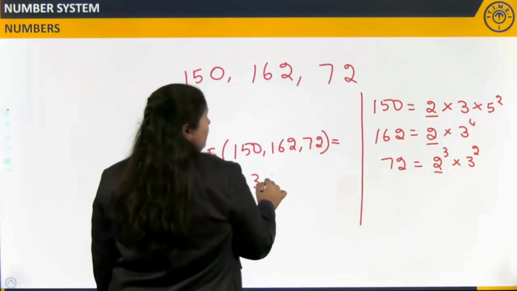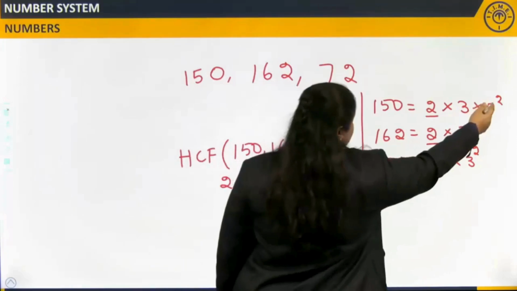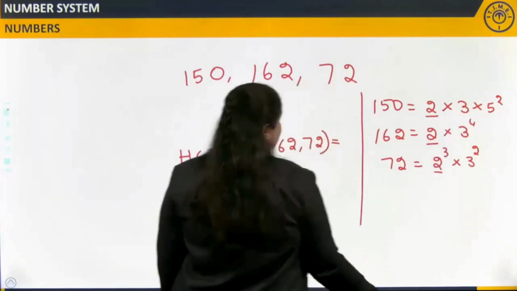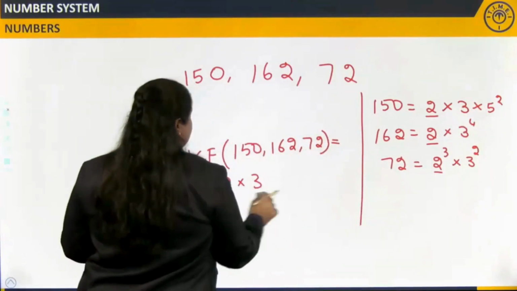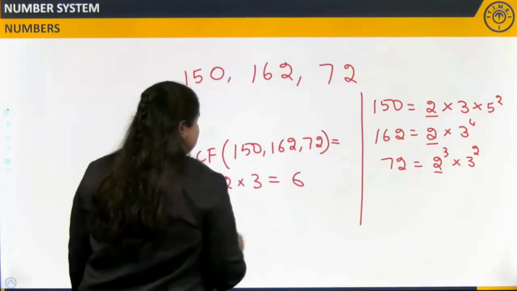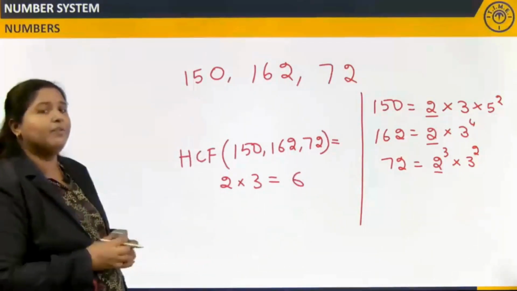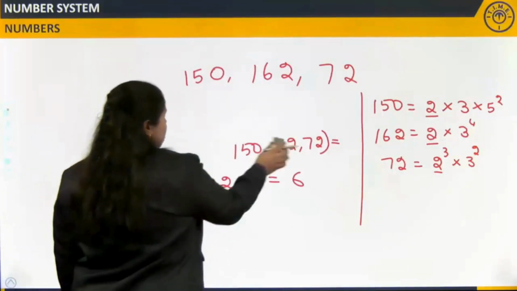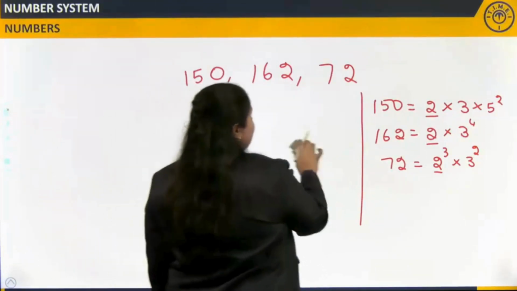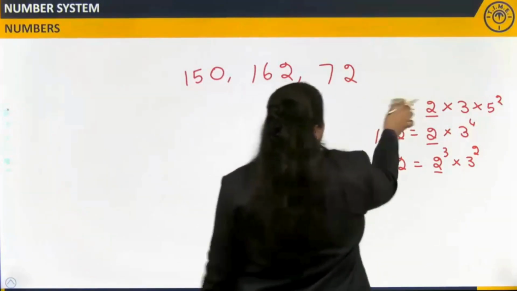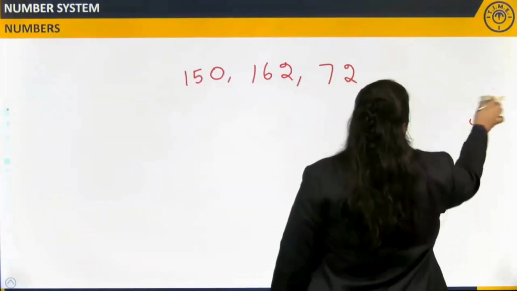Okay. Right. Coming to the next one. 5 square is present here. 5 is not present anywhere else here. So ignore it. So what is 2 into 3 equal to? 6. Right. So this is how you find the HCF using prime factorization of 3 numbers. Actually, I didn't want the HCF to be the same number. It just happened, okay.